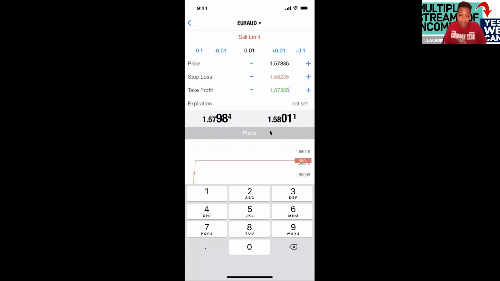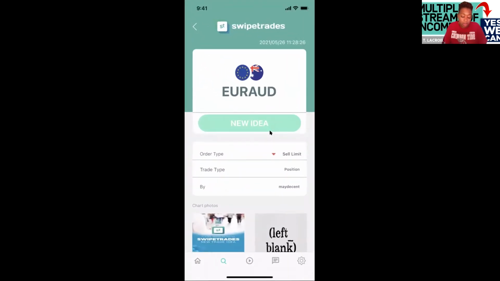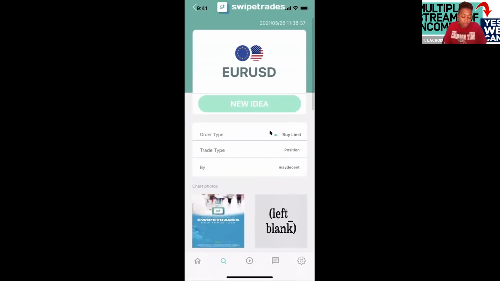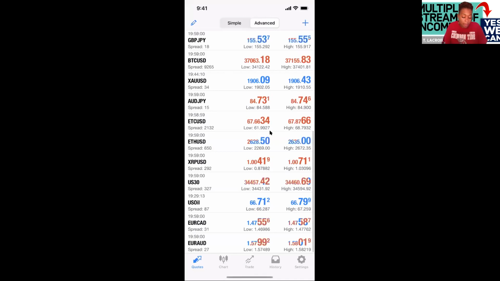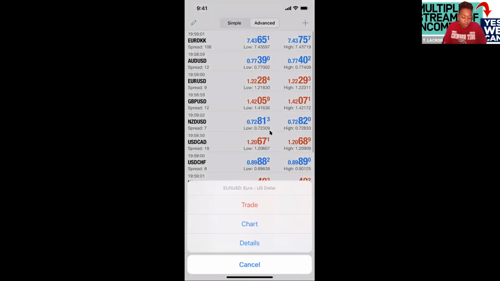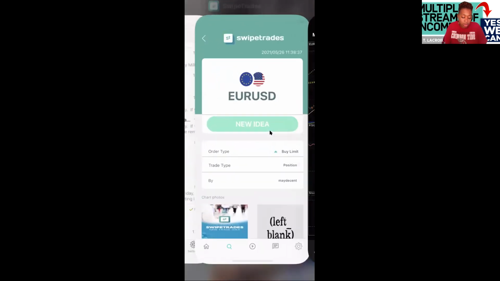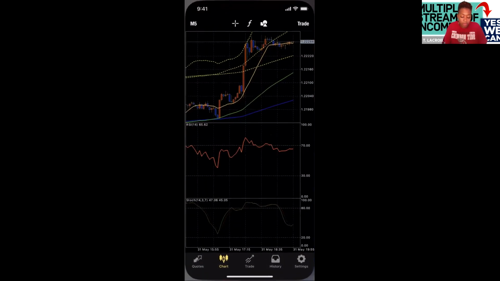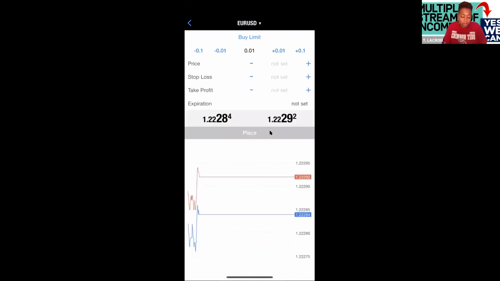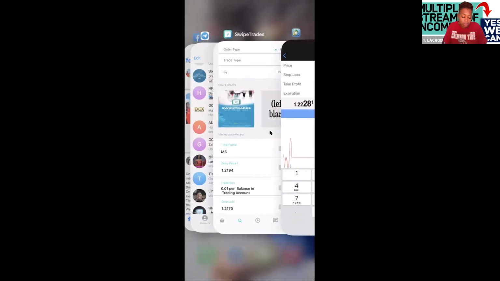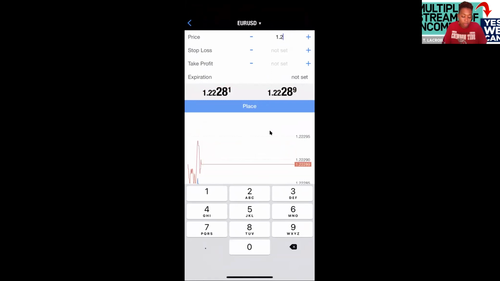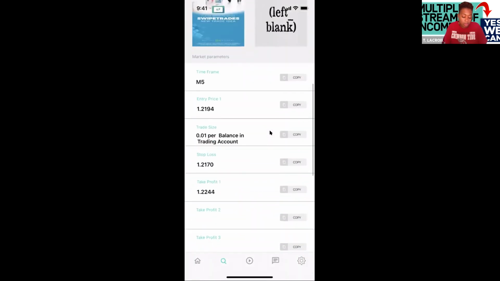When you execute the order, what will happen is it'll sit as a pending. Let me see if I can get it to do it because I want y'all to see it sitting as a pending. Let me do his other one. Buy limit, Euro USD. Hold on. Boom, boom, boom. Chart. M5. Okay. $2,194. $2,170.